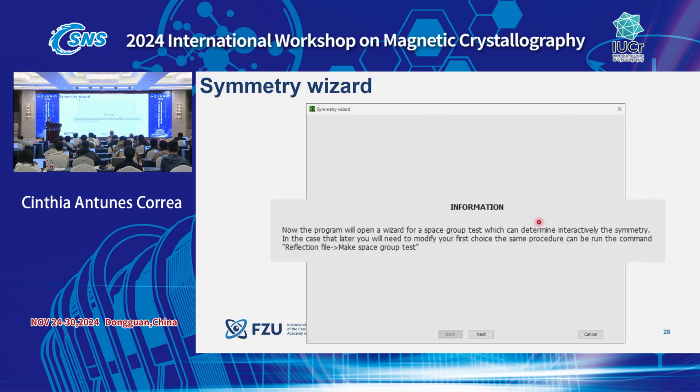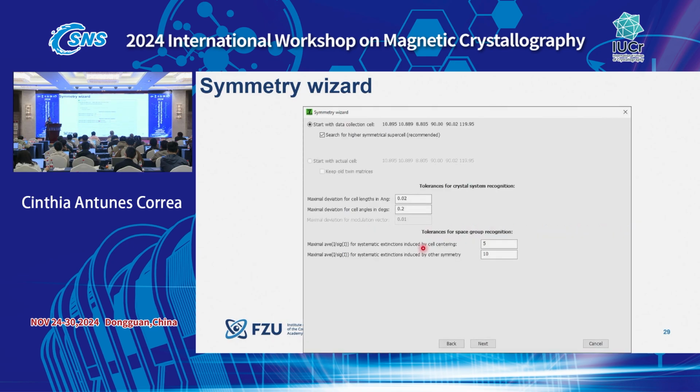And when you are running the symmetry or each of these steps, you don't need to start from scratch if you want to repeat one of those steps. You can always go to that command tree and start it from there. So for instance, JANA tells you in some of these information windows during the process that you can just go back and run the symmetry wizard directly from reflection file, make symmetry group test. So you also have these information windows from time to time telling you what is coming next, or what you have just done or finished, or confirming something that you did.